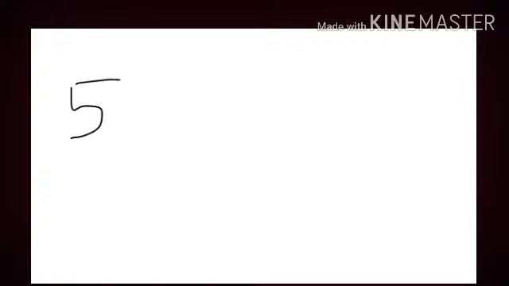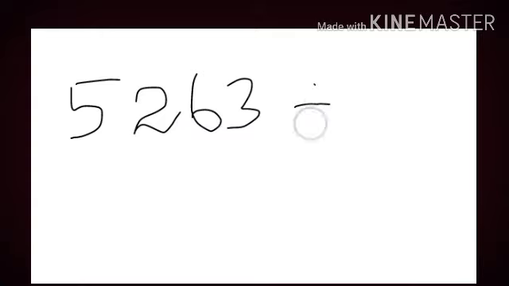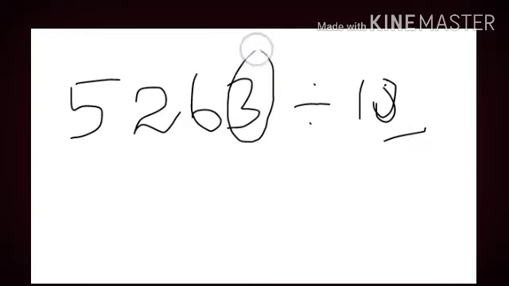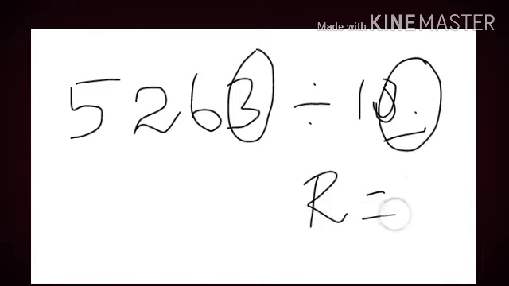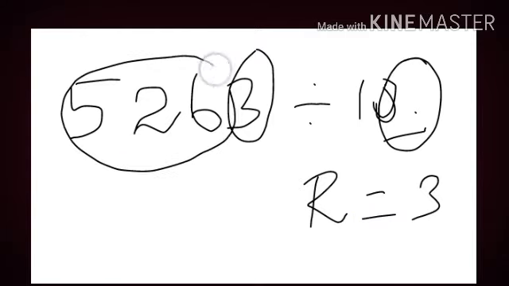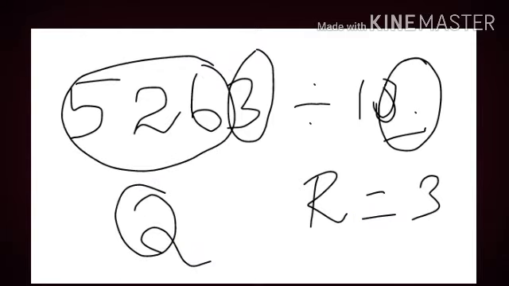If you are dividing something, 63 divided by 10, first we can divide it with 10. What is the property? Here we have only one zero, so the last one digit alone is the remainder. All the other numbers are the quotient. That we have learned, isn't it? Do you remember it?